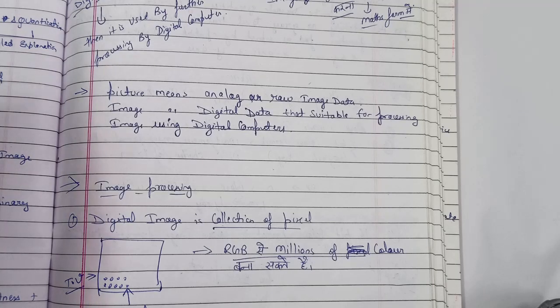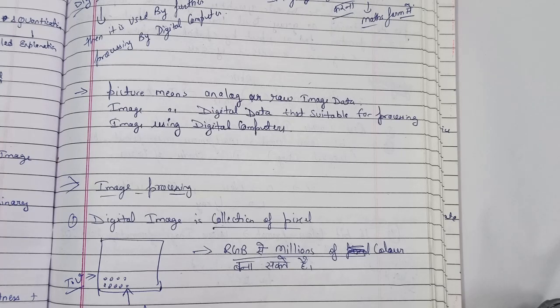Okay, so if we talk about the definition of image, image simply showcases the digital form of that image, not the raw form. Okay, not the jpg form. It's the digital format, the 0 or 1 format. Okay, so that is what we mean when we talk about image.